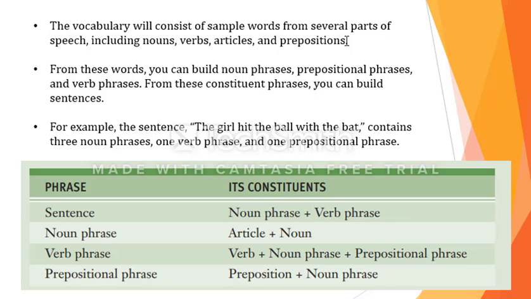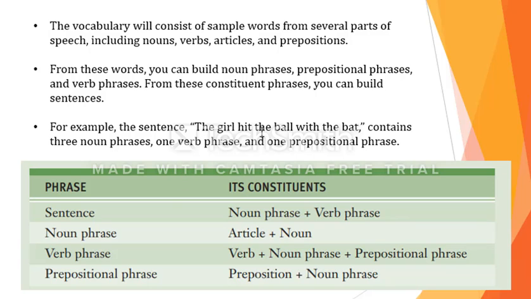Okay. So from these words, what we can build is noun phrases, prepositional phrases, and verb phrases. Okay? So noun phrases, prepositional phrases, verb phrases, and we can form them like this. Okay now, for example, you can see an example here: the girl hit the ball with the bat. This sentence contains 3 noun phrases, 1 verb phrase, and 1 prepositional phrase. Okay? So what are the noun phrases here? Girl, ball, bat. 3 noun phrases.